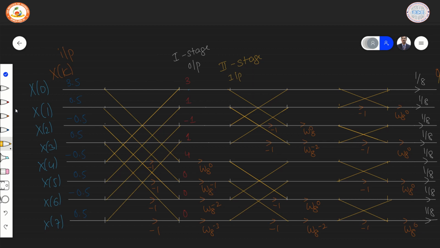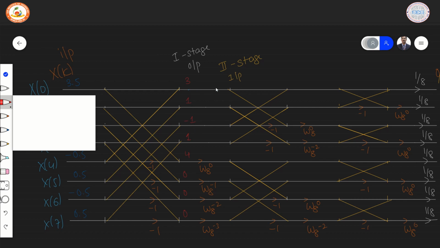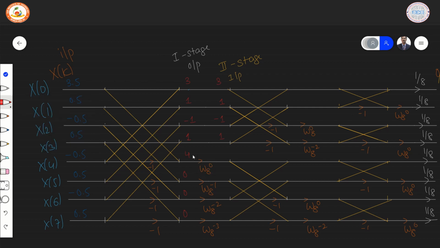We have to observe that wherever we have a twiddle factor, we have to multiply it by the appropriate value. In the top half, we observe there is no scaling in particular. Therefore, we can write the values 3, 1, -1 and 1 directly. Whereas in the bottom, we have to see what value is there and multiply with the respective twiddle factor. So the value W8 to the power of 0 is 1, so multiplication will give you the value 4.